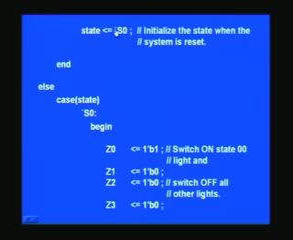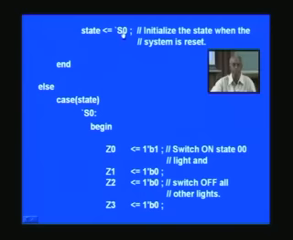And note this one, this is a reverse apostrophe, used here to indicate that it is a string. You can consider this as a string variable. S naught is the normal nomenclature, but it need not be S naught; it can be even state 0 or whatever valid name you want to give. And every line is terminated by a semicolon. So we initialize when the system is reset, and one begin was there, with a corresponding end.